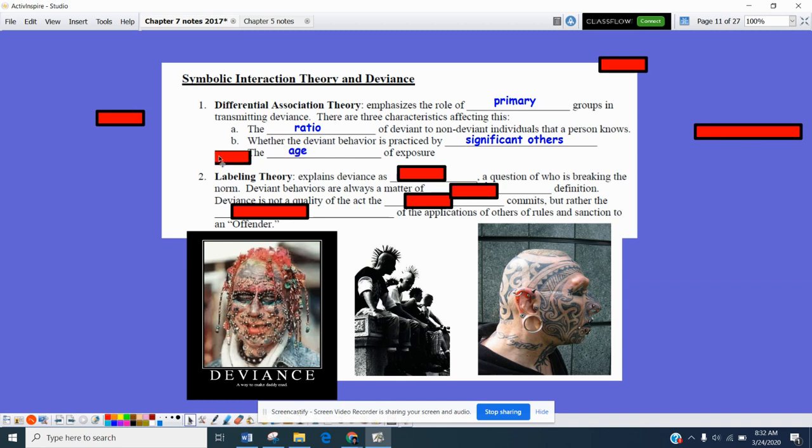And then finally, the last one, the age of exposure. The younger you are when you are noticing these acts of deviance, the higher the probability that you will be committing these acts as well. So if a person isn't exposed to deviant behaviors until they're much, much older, probably that lessens the impact of that.